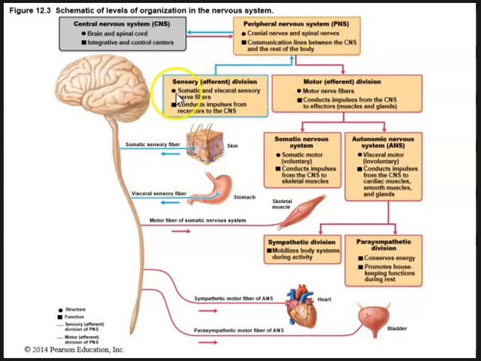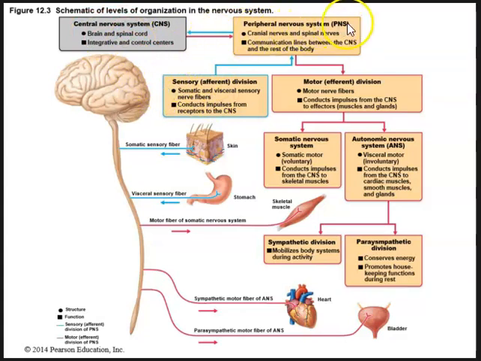So we have our sensory or afferent division. Again, we have somatic and visceral sensory. So this is stimuli coming from our body, either through our skin or through our organs. And our sensory afferent division will conduct impulses from the receptors throughout our body to the central nervous system. So it goes up the sensory afferent nerve to the integration center within the central nervous system.